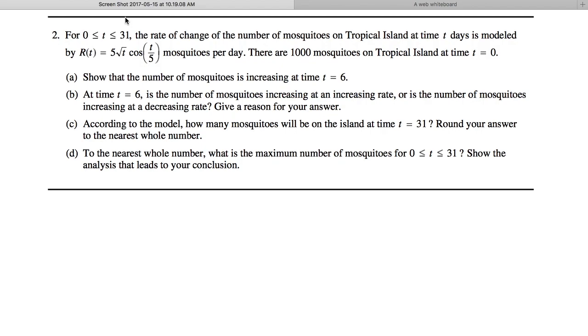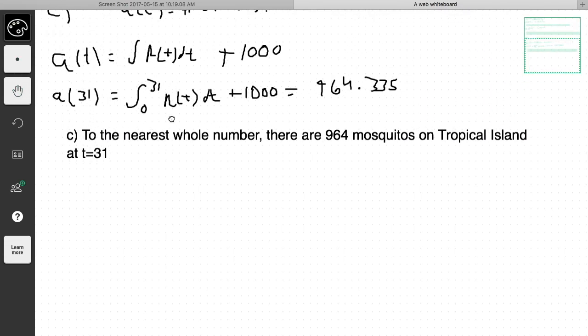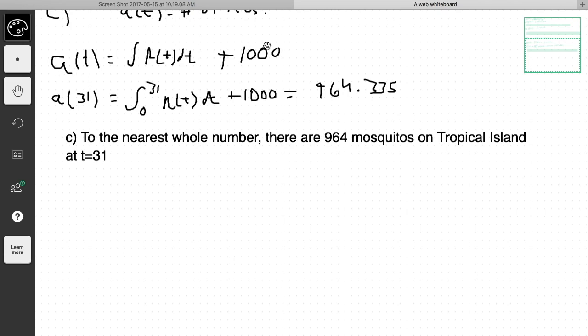Part D says, to the nearest whole number, what is the maximum number of mosquitoes for 0 is less than or equal to t, which is less than or equal to 31? Show the analysis that leads to your conclusion. So the first thing is that we want to find a max. So we want to find our critical points. So if A of t is equal to this, and we take the first derivative of that, then we end up just getting A prime of t equals r of t.